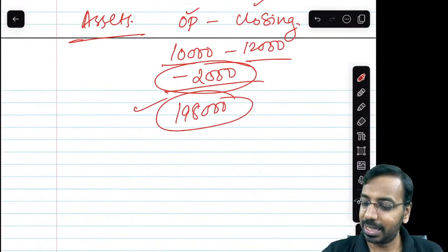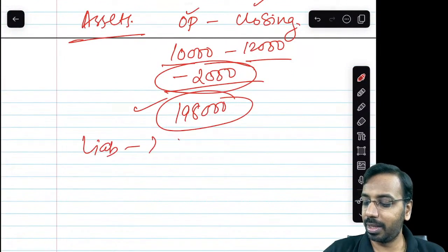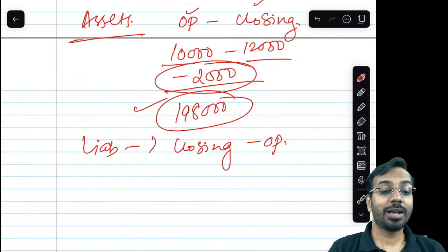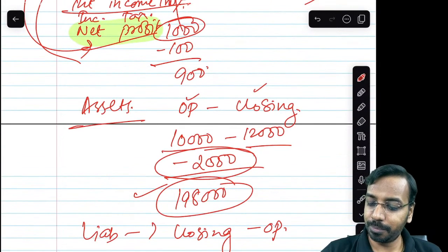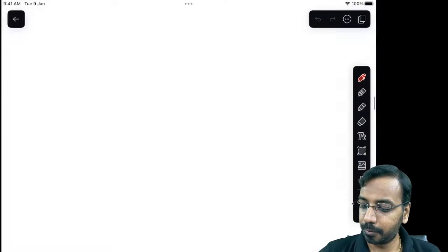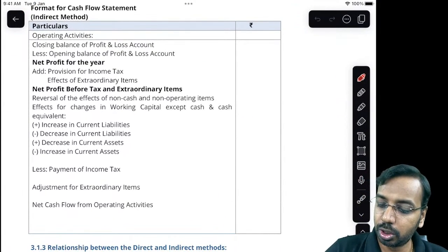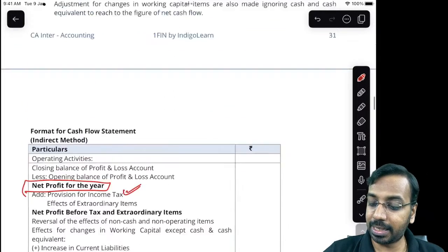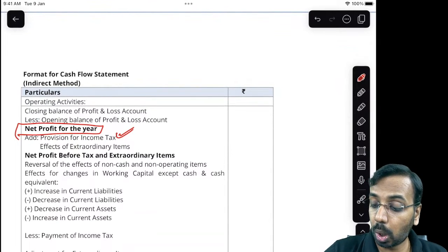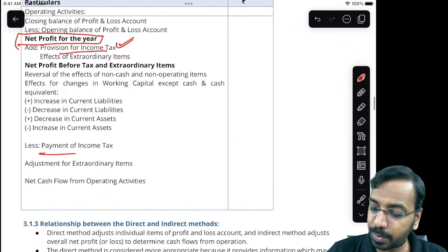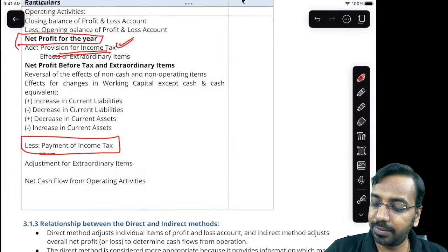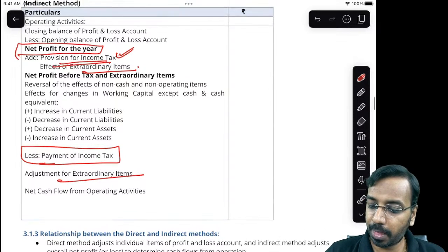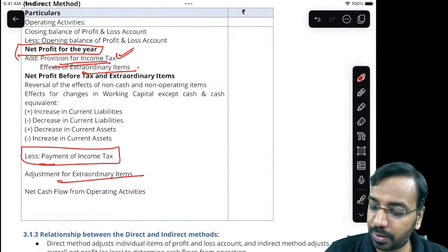So then what about liabilities? If asset is opening minus closing, liability will be closing minus opening. Very simple, right? So under the indirect method, you will start from net profit for the year, add back provision for tax if tax is deducted. Always remember, tax we show separately as payment of tax here. So you will adjust this. If there are extraordinary items, you will adjust this, because again you will do the adjustment for extraordinary items separately. So add provision for tax, extraordinary items.